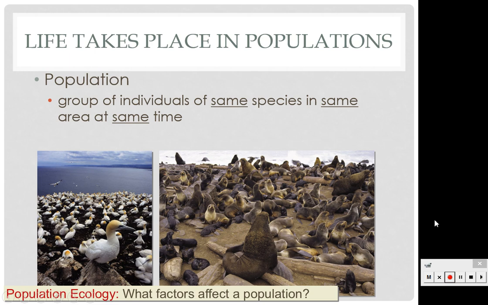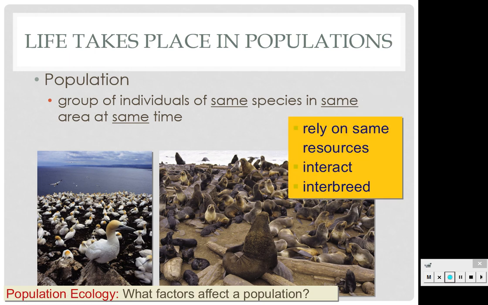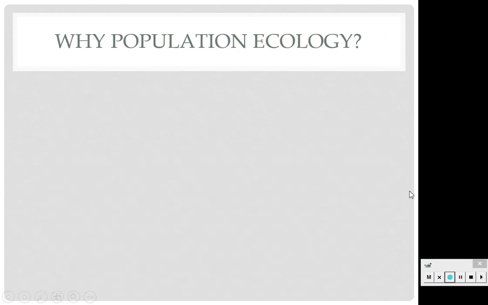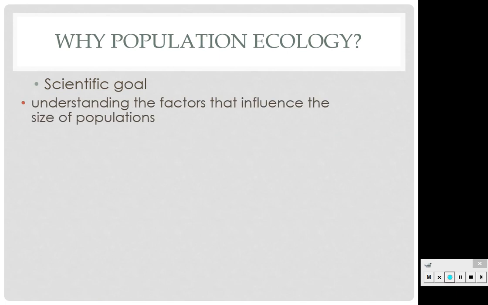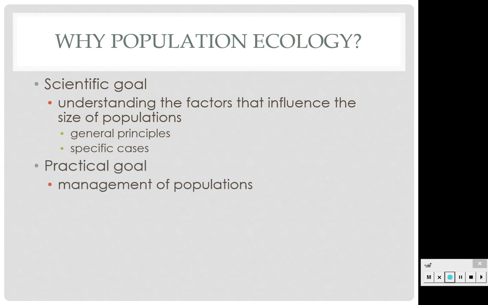Population ecology, what factors are going to affect a population? Okay? A population is going to rely on the same resources, they're going to interact, and they're going to interbreed. Okay? So, scientific goal of population ecology is to understand the factors that influence the sizes of populations. Okay, we're going to be looking at general principles and specific cases. We're going to be looking at a practical goal, which would be our management of populations.